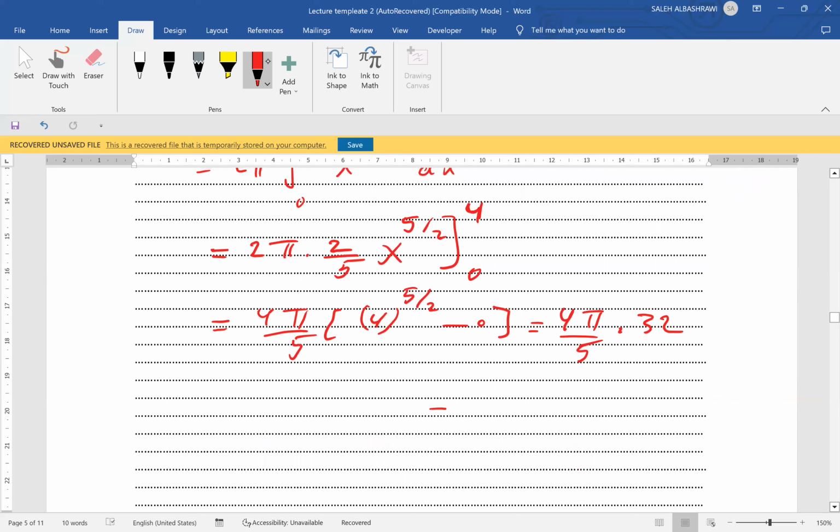And this is equal to 128 pi over 5. And since we are looking for the volume, we say it is cubed unit. So this is the volume for the solid obtained by the cylindrical shell about the y-axis. Let's have another example.